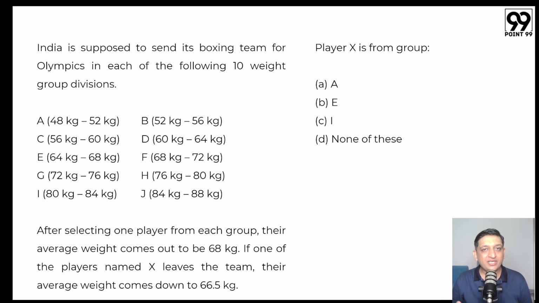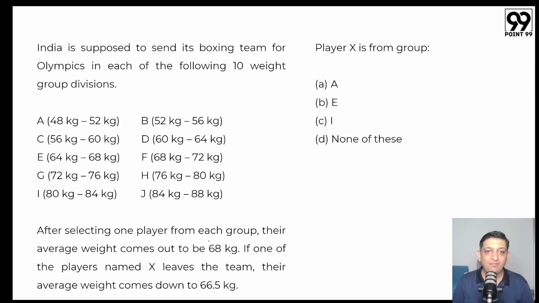Now we have a set of questions with a common data point. So just look at the data on your left and then see if you can manage the question that is present on your right. Now, India is supposed to send its boxing team for Olympics in each of the following 10 weight group divisions, and the weight group divisions are A, B, C, D, E, F, G, H, I, J, and they range from 48 to 52, which is division A, 52 to 56, which is division B, and so on and so forth. We are not very sure whether 52 will be counted in division A or division B, but that is beyond the point of the question, right? So let's look at the last part as well.